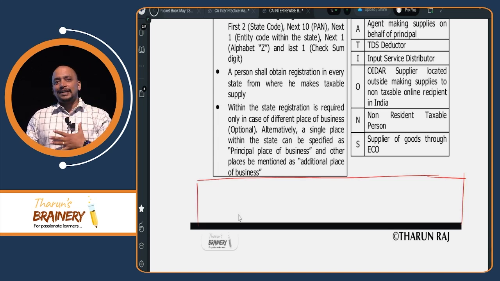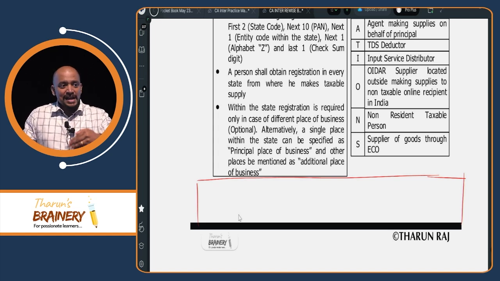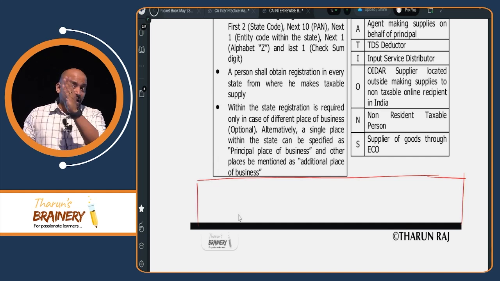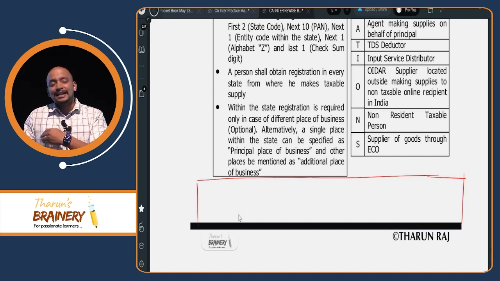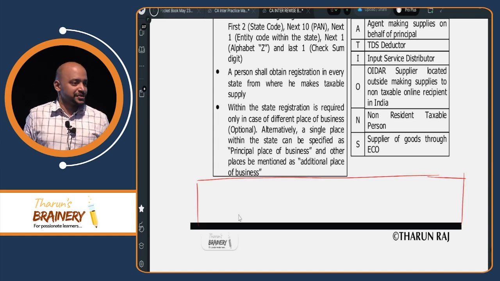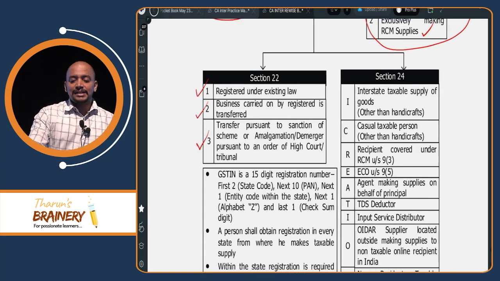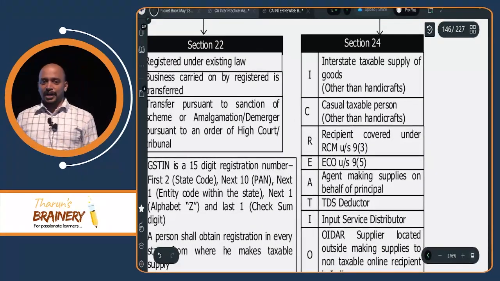So, if I am required to get registered under section 22, first I need to register under section 22. If my turnover is coming down below threshold limit, I can make an application for cancellation of registration. But if I am covered under section 24, even though my turnover falls below threshold limit, I cannot make application for cancellation of registration. I need to definitely get registered and I am continuing in registration only. Now, what are the cases where a person is compulsorily required to get registered under section 24?